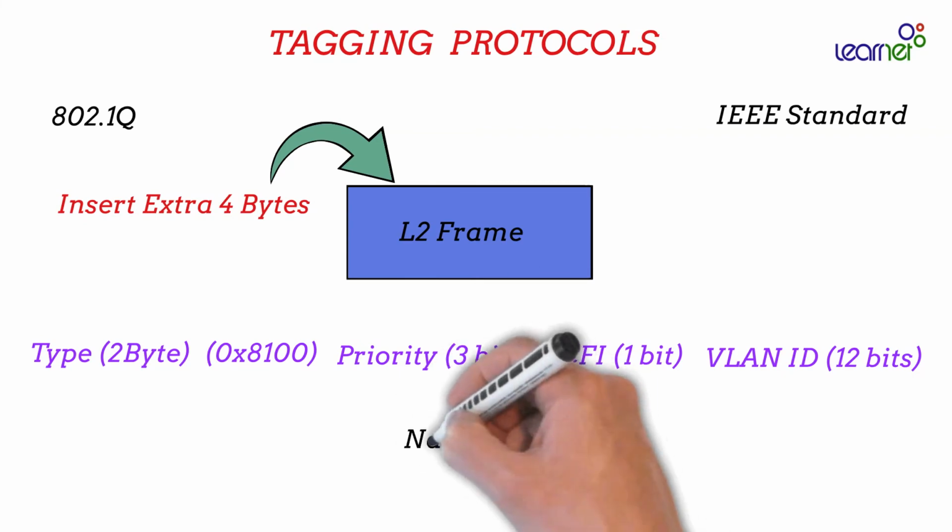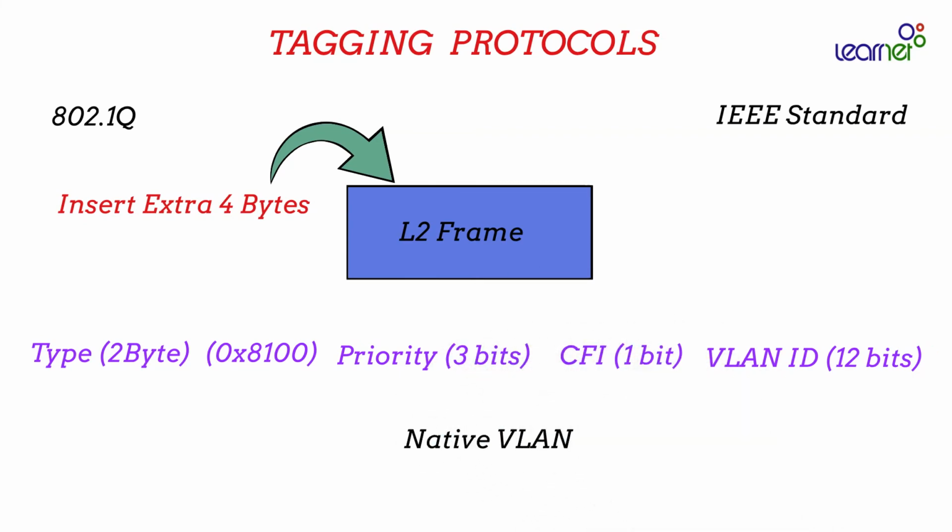802.1Q also introduced the concept of native VLAN. Switches simply do not tag the native VLAN data, so if the destination switch receives a frame without a tag, it understands it belongs to the native VLAN. So both sides need to agree on the native VLAN ID.